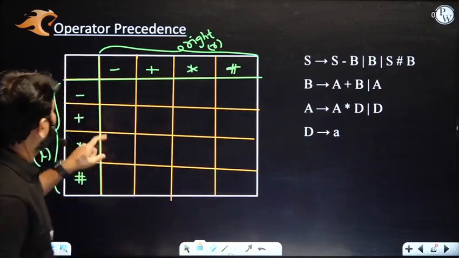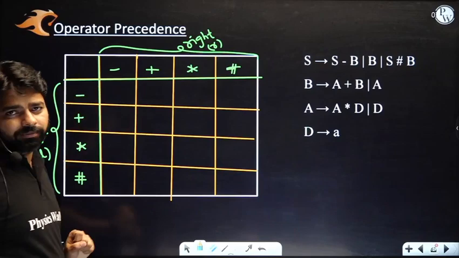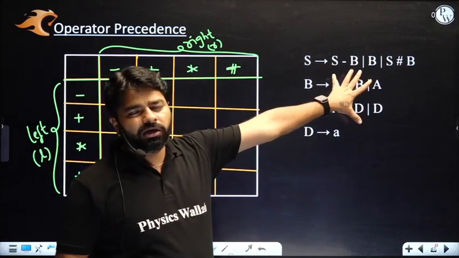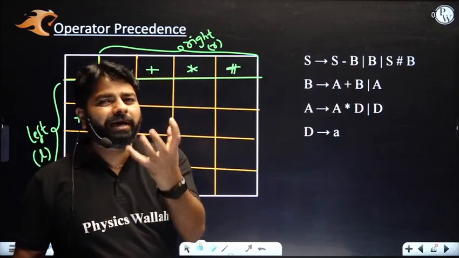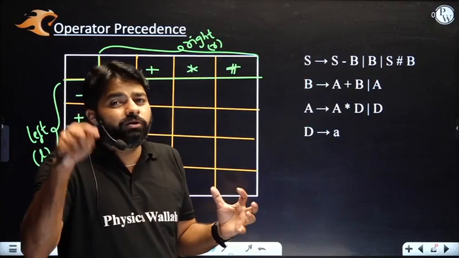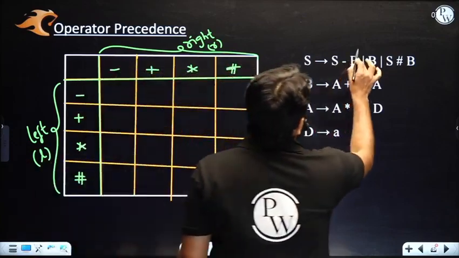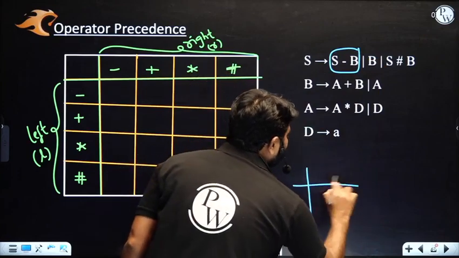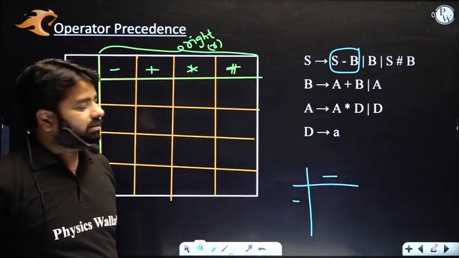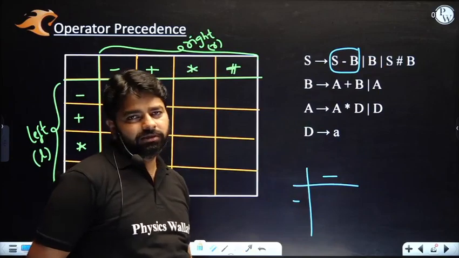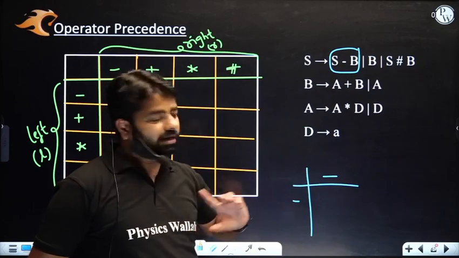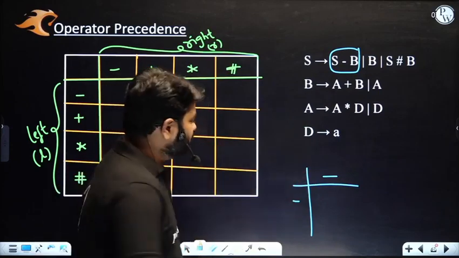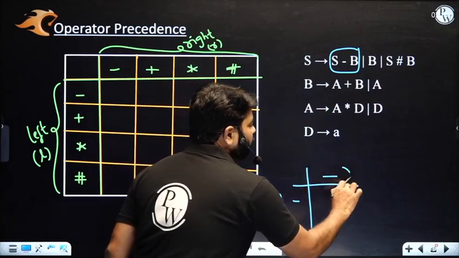Let me check one. Minus and minus I want to check. You need to go to the production, take the minus production. If there are many, each one you have to try. So I'll go for this one. Why am I going for this one? Because I want to compare minus and minus. Now you have two choices. Which minus do you want to fix? Left or right? This is the left one, this is the right one.